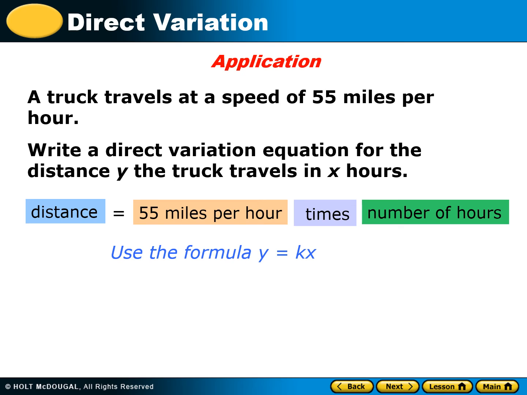From here, using the formula y equals kx, y equals 55, and the number of hours is unknown, so we represent it as x. So we will be getting y equals 55x.